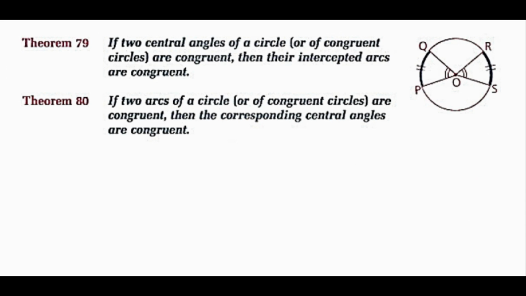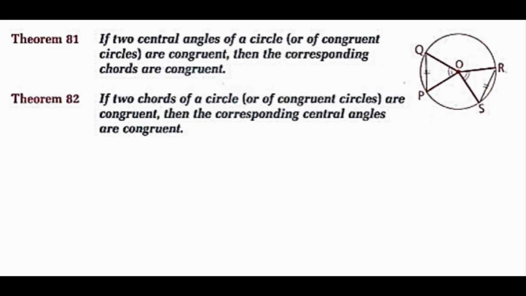Theorem 79 and 80, if two central angles of a circle or of congruent circles are congruent, then their intercepted arcs are congruent. So if I have congruent central angles, then I would have congruent arcs. And the converse, if two arcs of a circle or of congruent circles are congruent, then the corresponding central angles are congruent. Theorem 81 and 82, if two central angles of a circle or of congruent circles are congruent, then their corresponding chords are congruent. So if I have two corresponding central angles congruent, then I would have chords congruent.